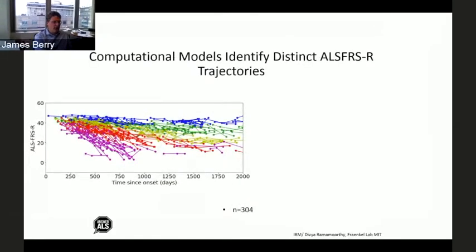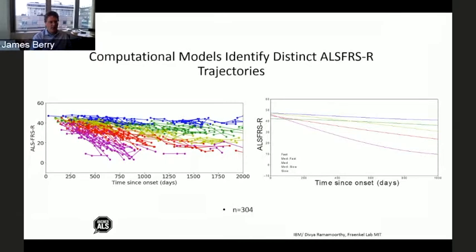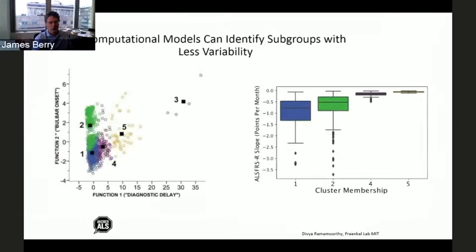This is another computational model using a mixture of Gaussian processes to look at ALS trajectories and to say that we might actually be able to have not just 3 groups, but different patterns of disease that may give us even more benefit. And then we might even be able to identify subgroups that have much less variability. And these are actually clusters that are identified completely by a model, but when we go back, they map onto what we think are important variables for disease progression.